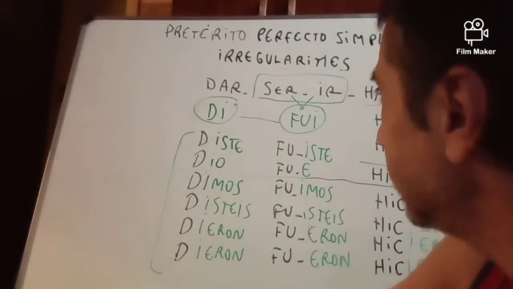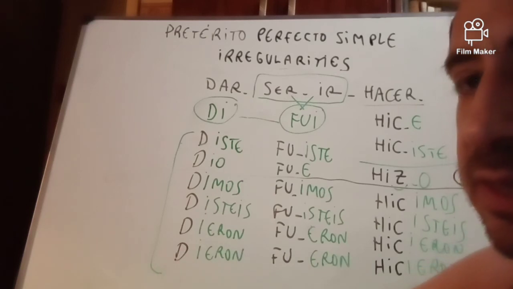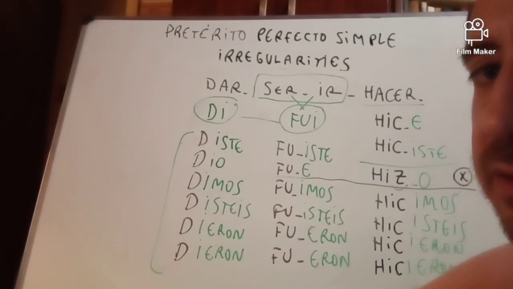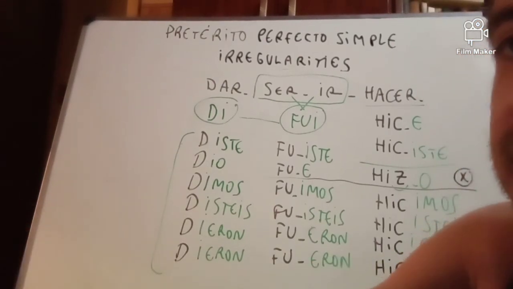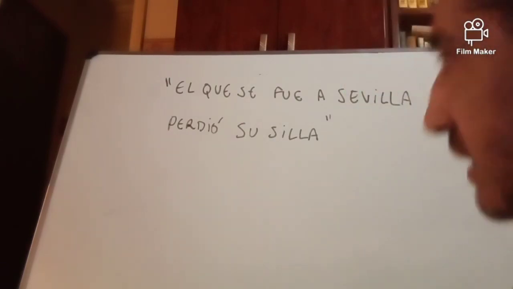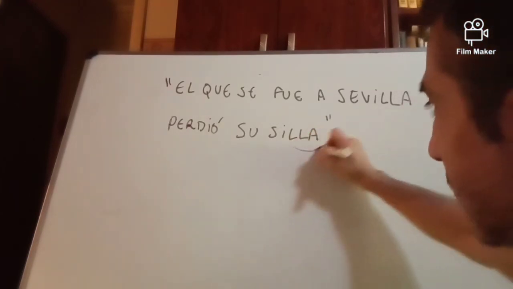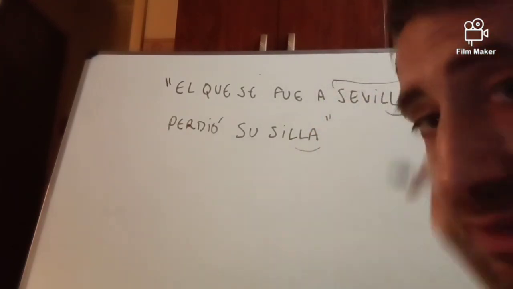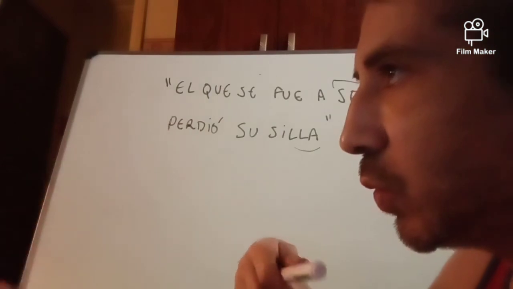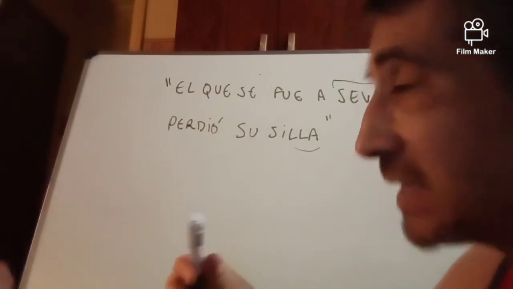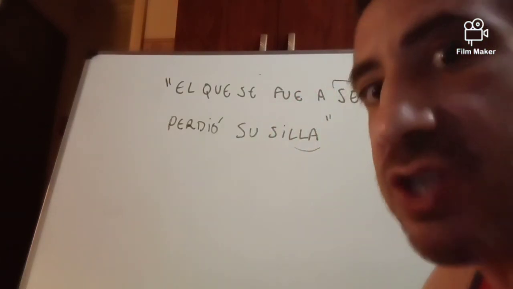This is the most common, all these examples that we've seen today are the most common for irregular verbs in the past in Spanish. This is a very common idiom in Spanish. El que se fue a Sevilla perdió su silla. It's funny because this is a rhyme. That's why we say Sevilla, Seville in Spain. Literally, he who went away, who left and went to or traveled to Seville, lost his chair.